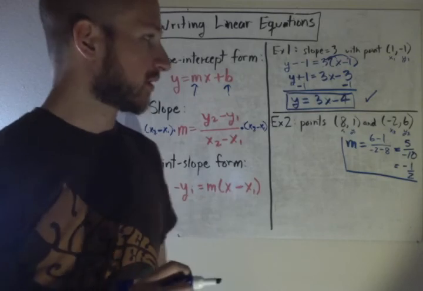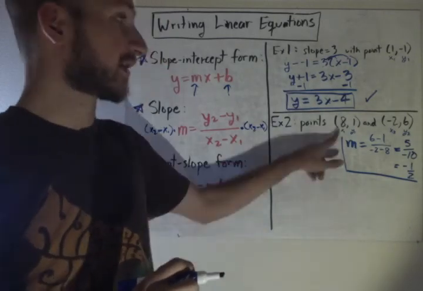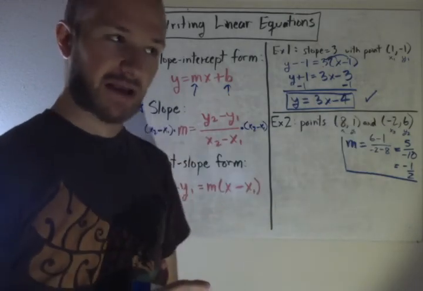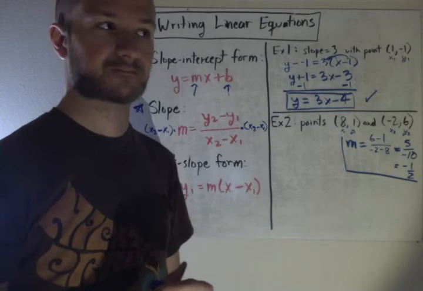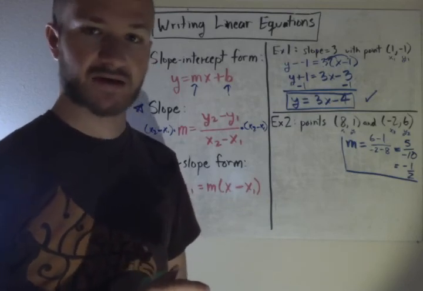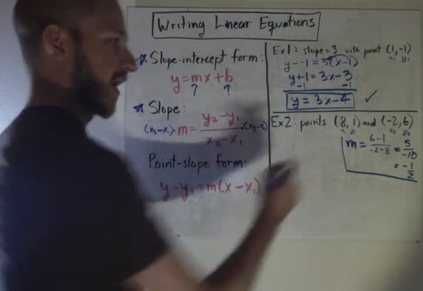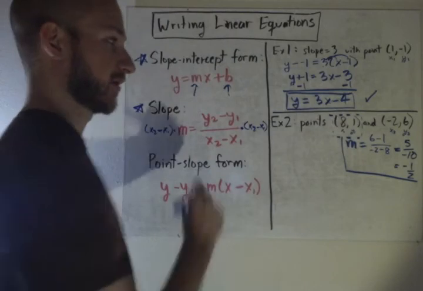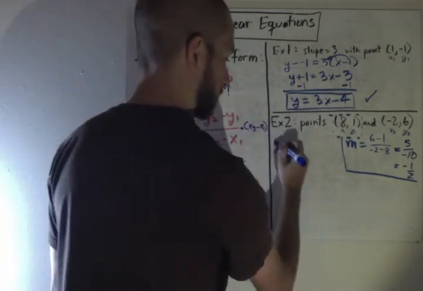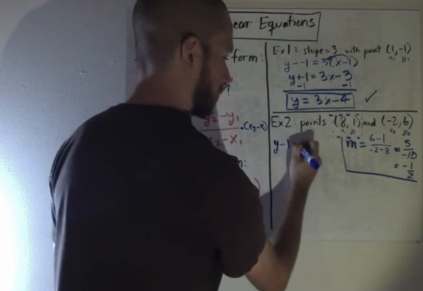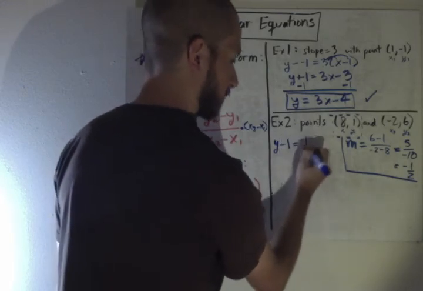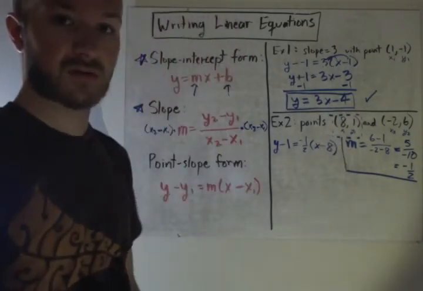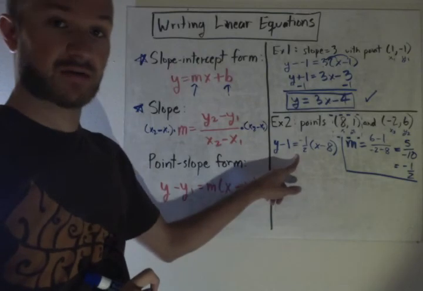be easier. In this case, I'm going to choose the point 8, 1 because it doesn't have that negative, and that negative sometimes introduces a chance for a little mistake, sometimes forgetting it, or there's little things there. So I'm going to use that guy. It doesn't really matter, but I'll choose that one. So y minus y1, the slope, which is negative 1/2, times x minus 8. Right. So I've got the first version of my linear equation.